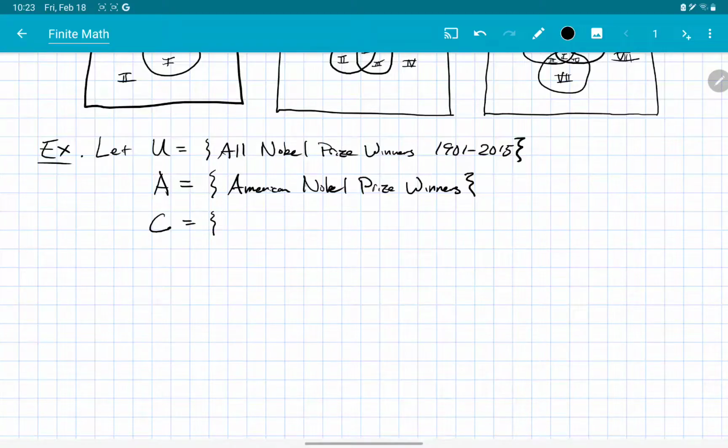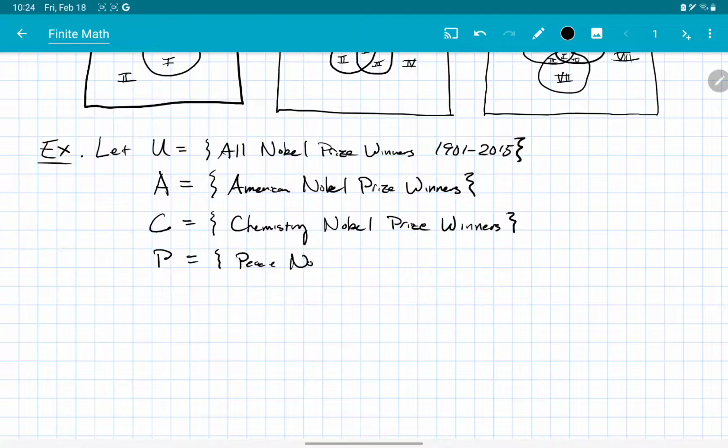C is going to be all of the chemistry Nobel Prize winners. And the years are the same for all of these. I'm just suppressing that for no real reason other than laziness. And P is going to be all of the peace Nobel Prize winners. Okay, so that's my universe, and that's the 3 sets I'm going to talk about.